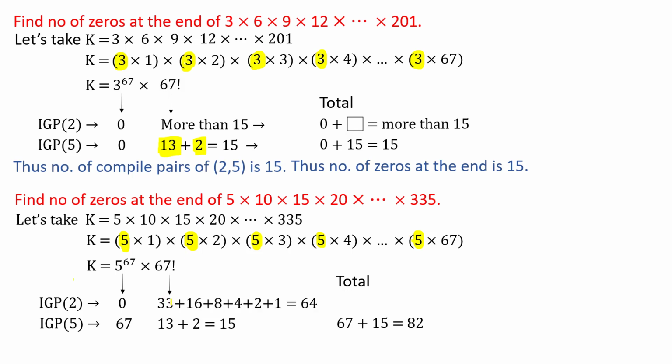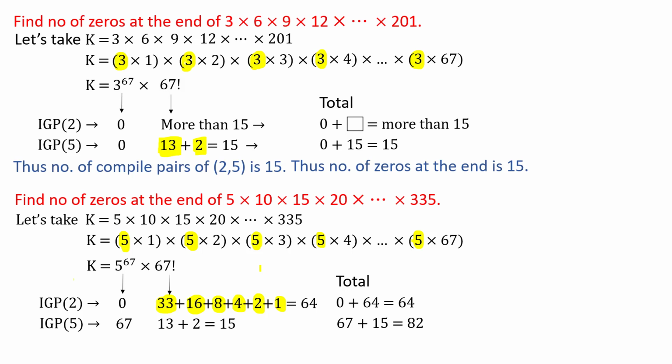If we divide 67 by 2, the quotient is 33. Divide 33 by 2, quotient is 16. Divide 16 by 2, quotient is 8. Divide 8 by 2, quotient is 4. Divide 4 by 2, quotient is 2. Divide 2 by 2, quotient is 1. So let's add all these numbers. The addition of all these numbers is going to be 64.